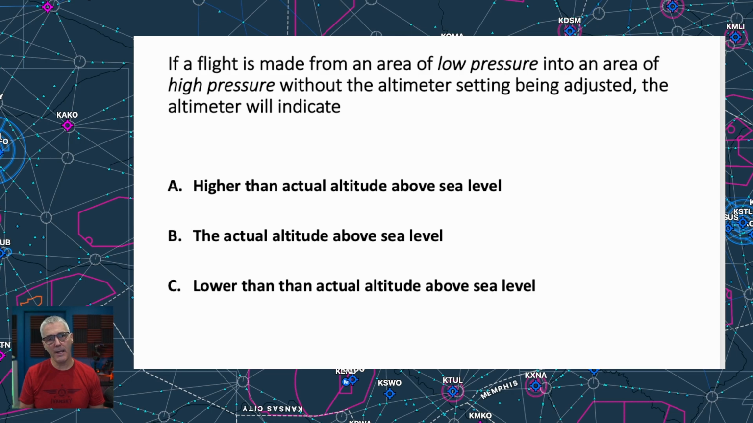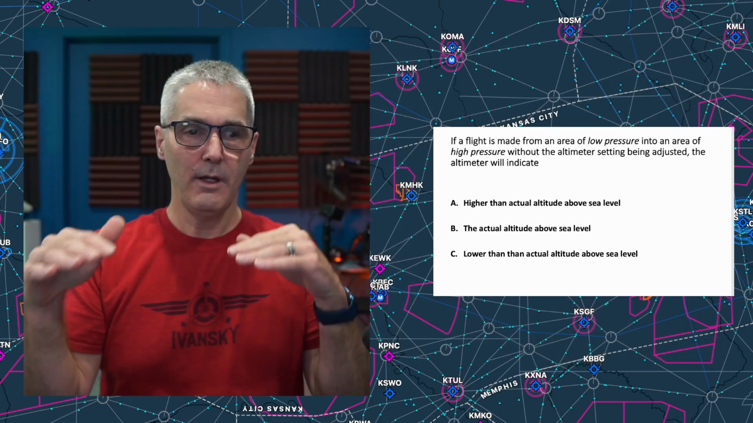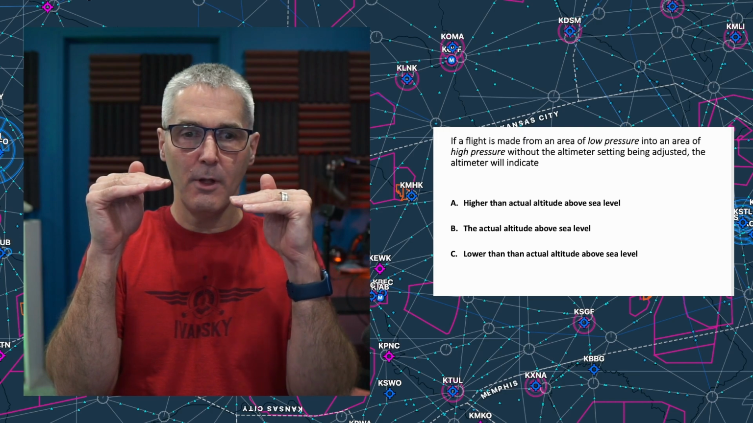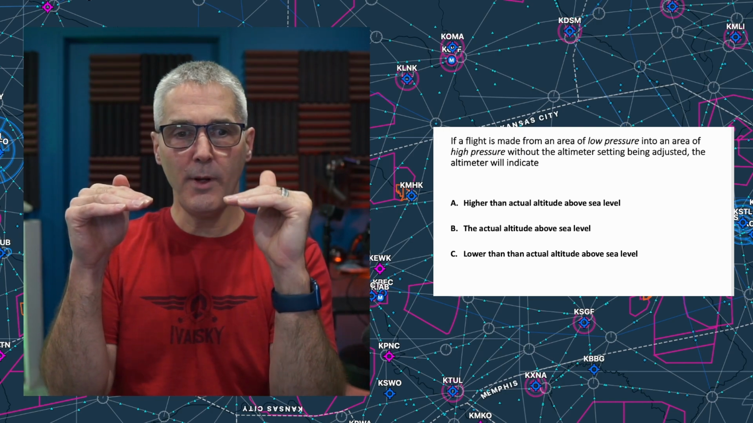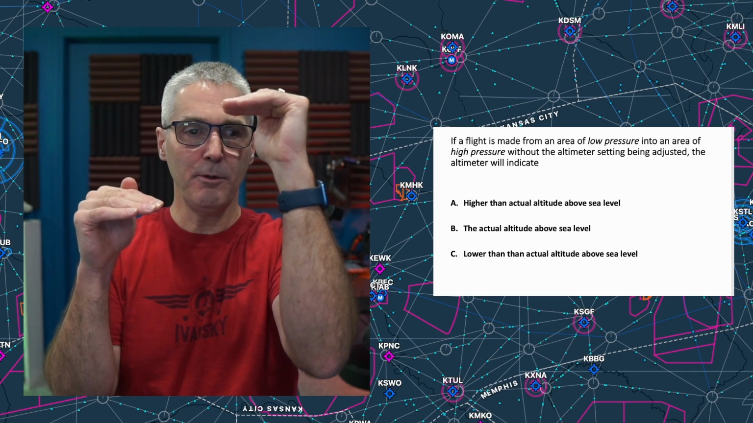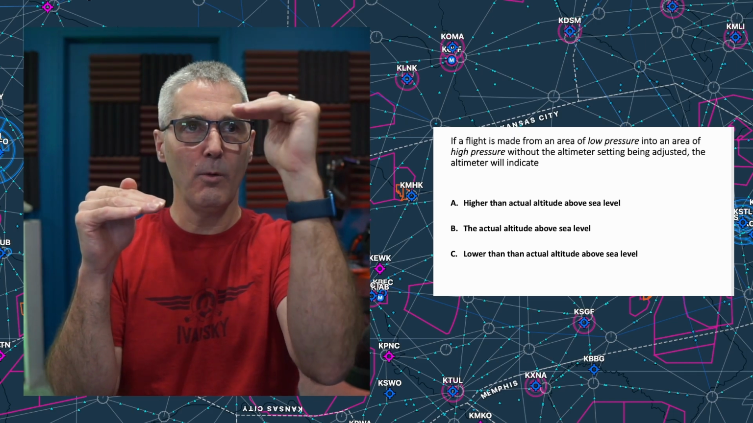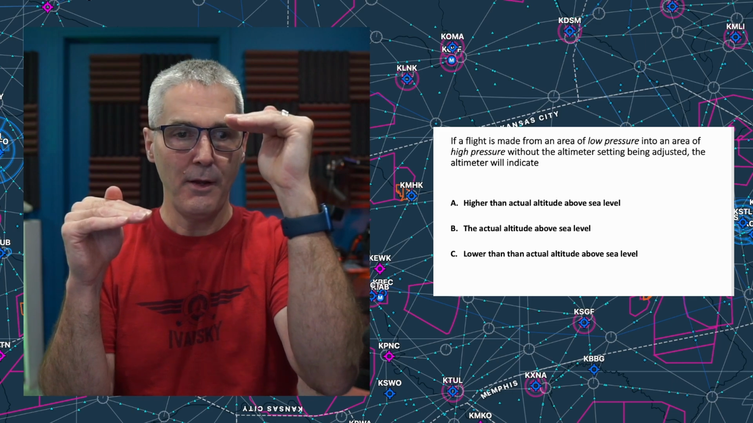If a flight is made from an area of low pressure into an area of high pressure without the altimeter setting being adjusted, the altimeter will indicate. Let's take a look. The flight is made from low to high. We didn't change the altimeter. The true altitude hand came up. The altimeter will indicate, well, right now it's indicating lower than true. Let's see which one fits.